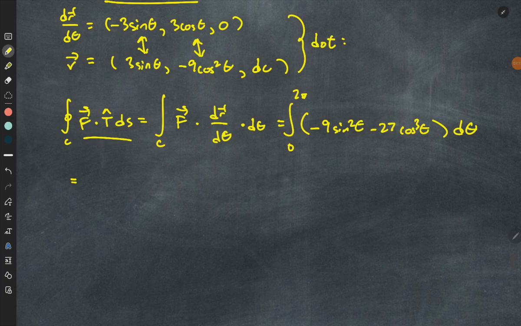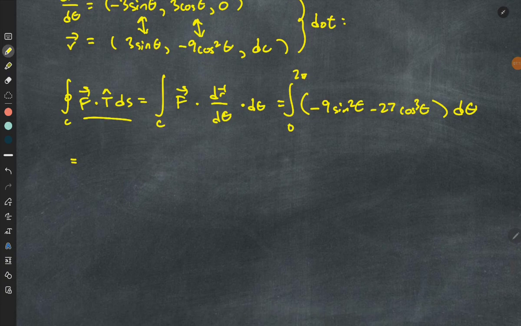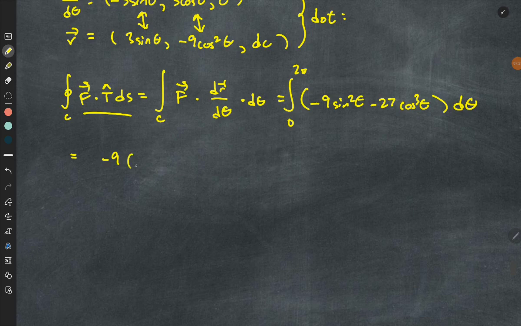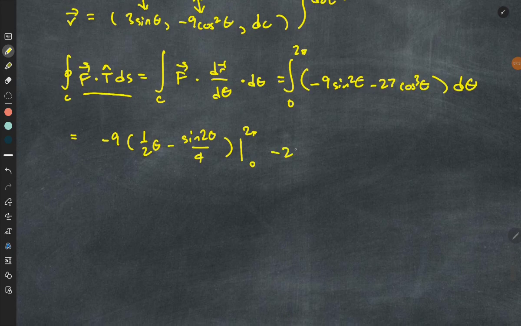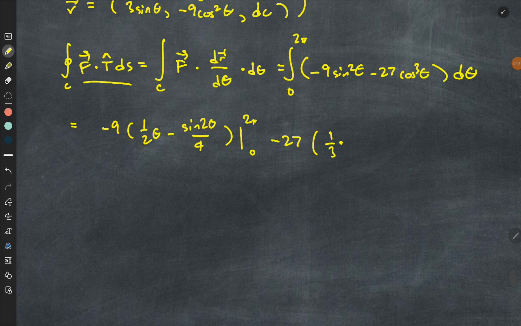Okay. And if we look at our integral table, the integral of sine squared theta works out to be 1 over 2 theta minus sine 2 theta divided by 4, and we're going from 0 to 2 pi. And the second integral works out to be 1 over 3 sine theta cos squared theta plus 2, and goes from 0 to 2 pi.